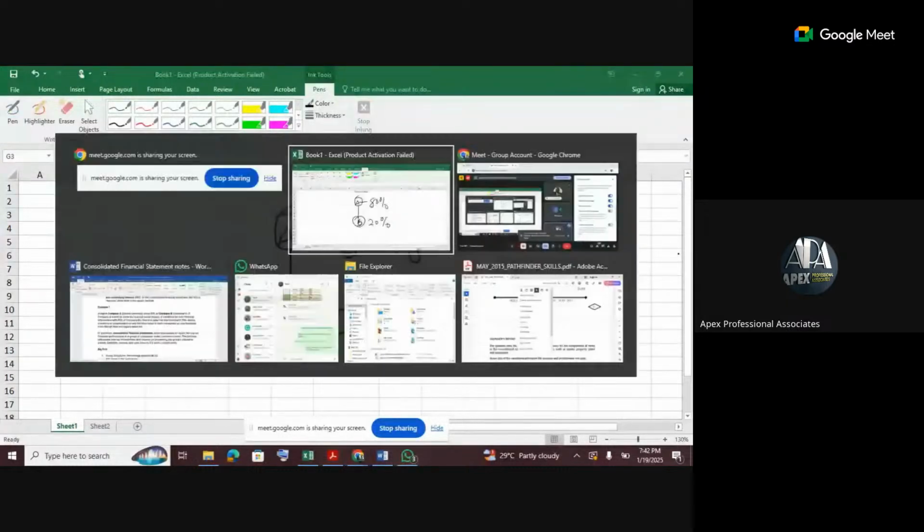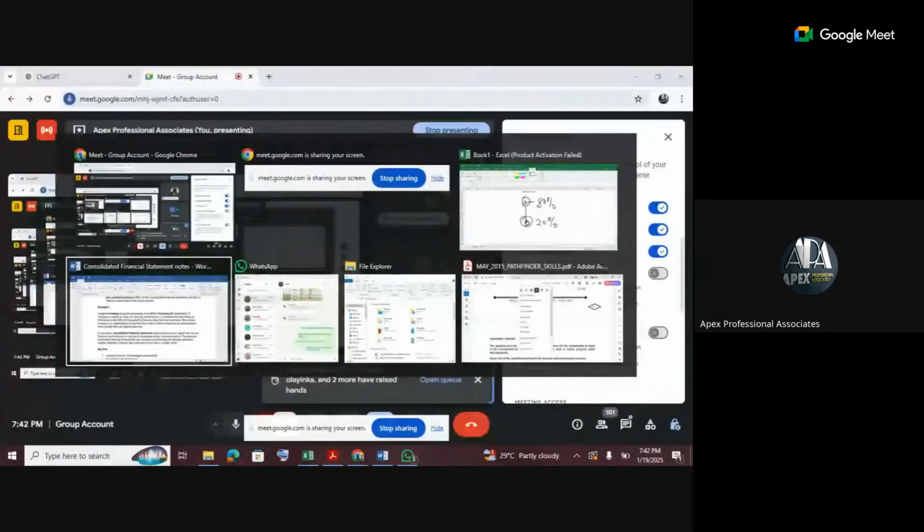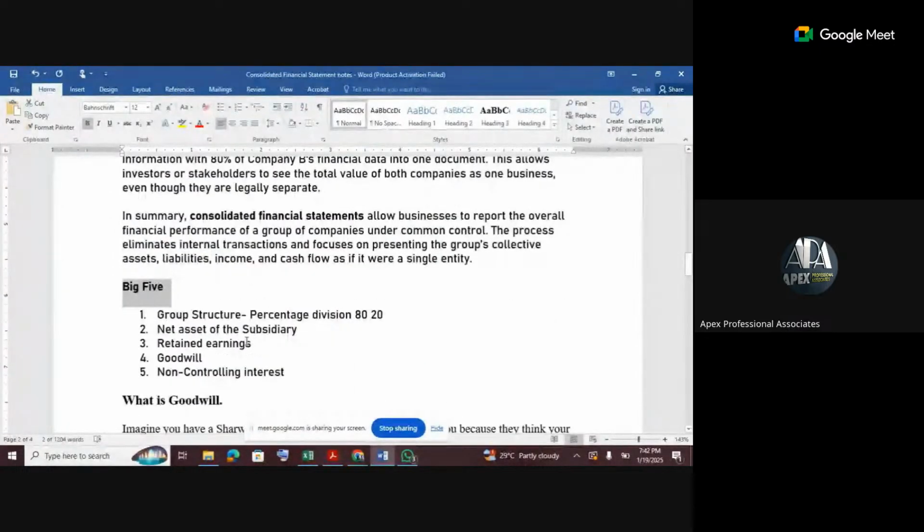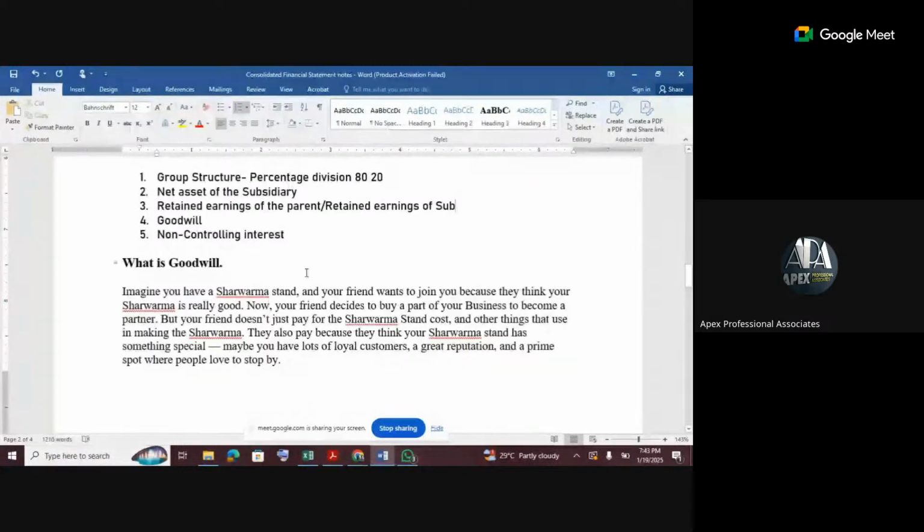After you've understood the group structure, the next question that should come to your mind is what is the net asset of the subsidiary? After that, what's the retained earnings of the parent? This is retained earnings of the parent. And let's say retained earnings of the subsidiaries. Let's just put it together, retained earnings. Now, what is the goodwill and what is non-controlling interest? From all of this, what is goodwill?